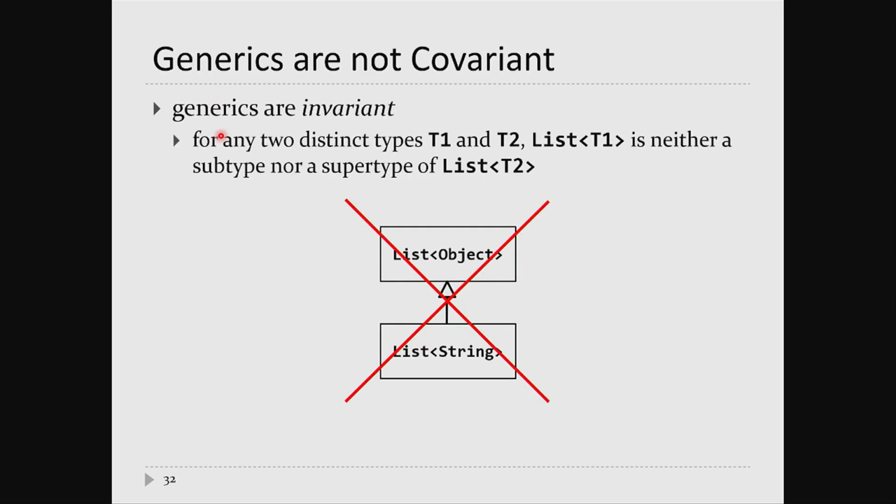Now, generics in Java are not covariant. Generic classes are invariant, which means the generic type actually matters in this case. If I try to make a List of Object and I have a List of String, yes, they're both lists, but they're not related in any other way. They're not related by inheritance. So I can't take a List of String and substitute that for a List of Object. Yes, String is a subclass of Object, but a List of String is not a subclass of a List of Object.